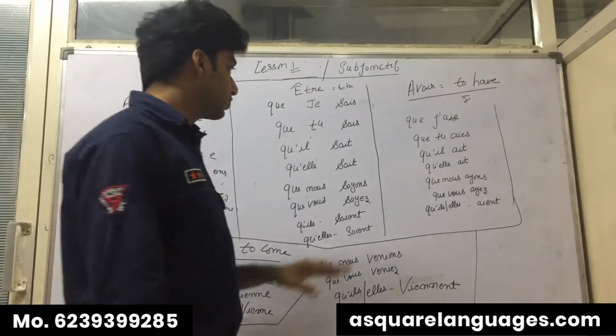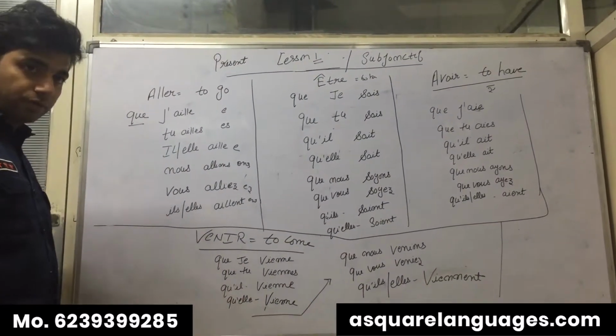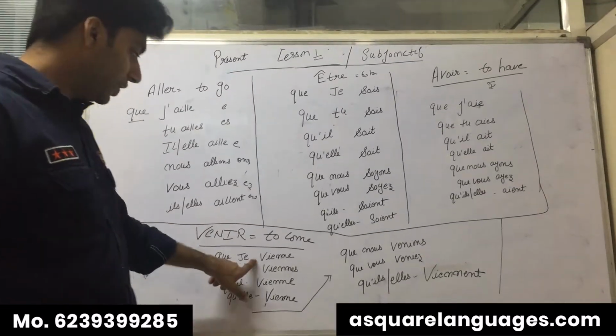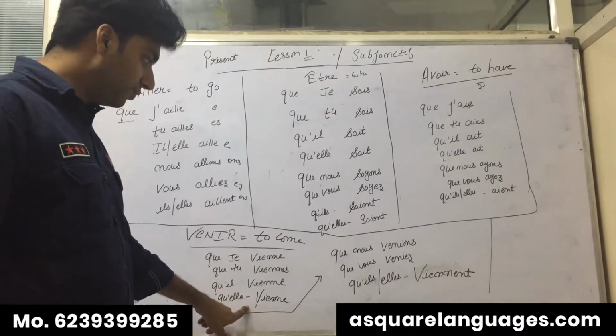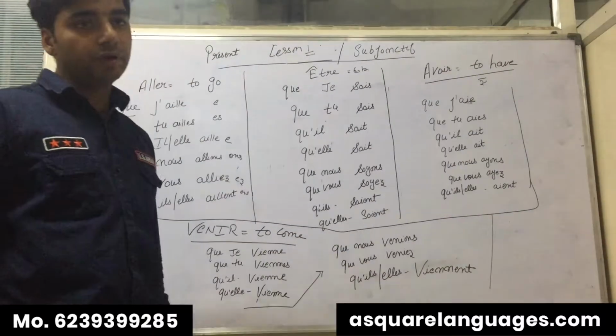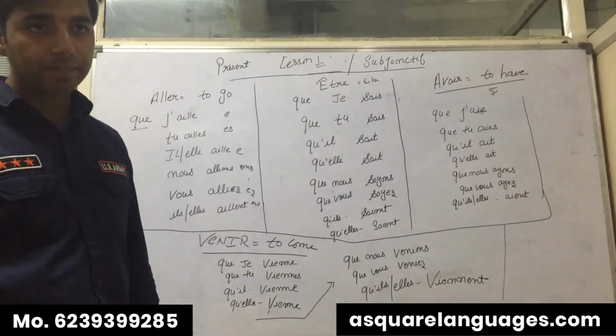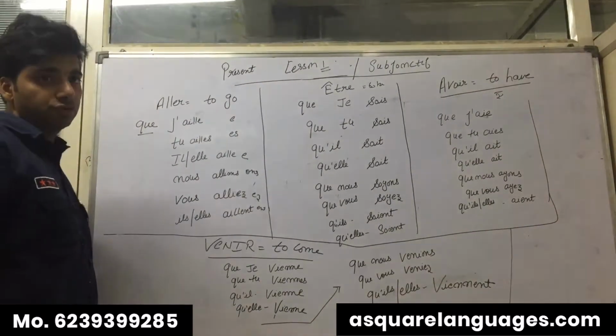Yes. Sir. Okay. So now, the next conjugation is venir. Venir is to come. Okay, now. Je viens, tu viens, il vient, elle vient, nous venons, vous venez, ils viennent. C'est clair. Yes. Okay, so now this is the conjugation.